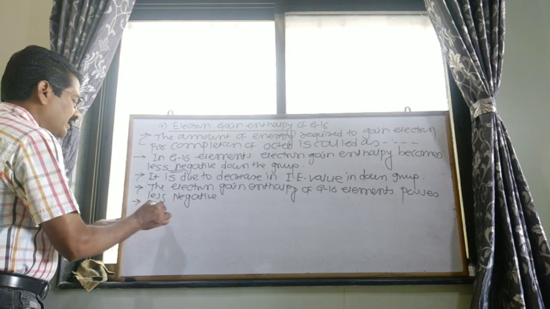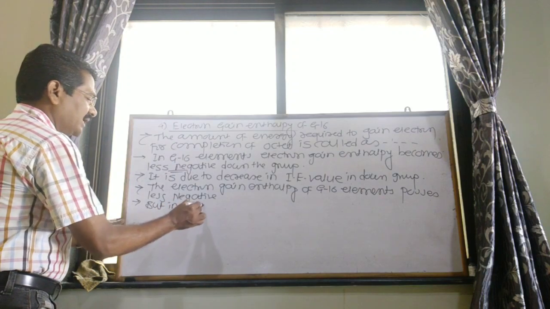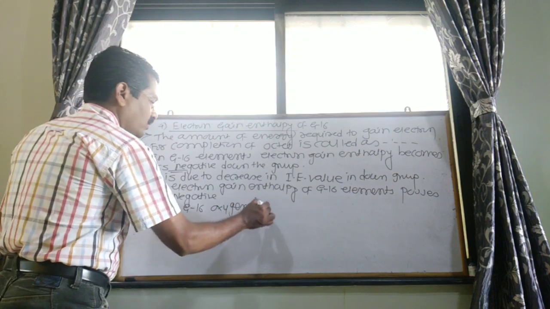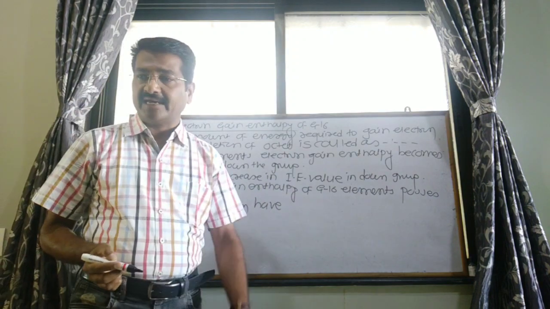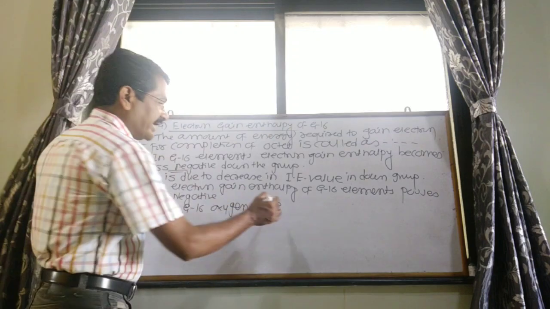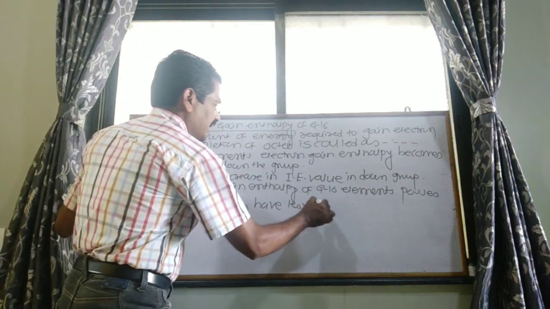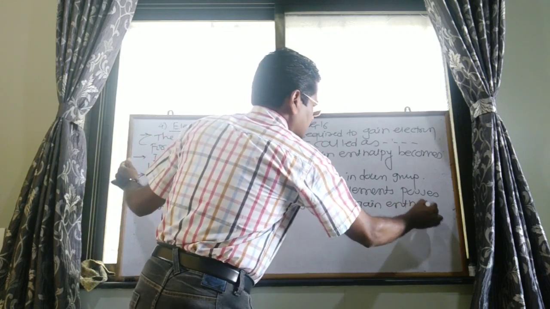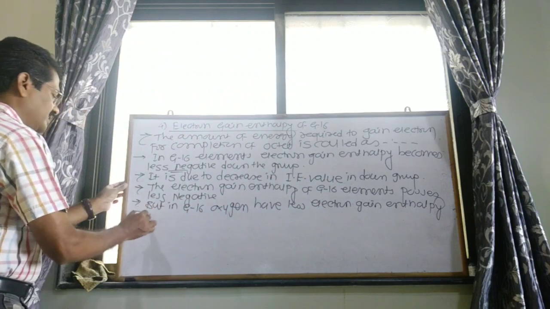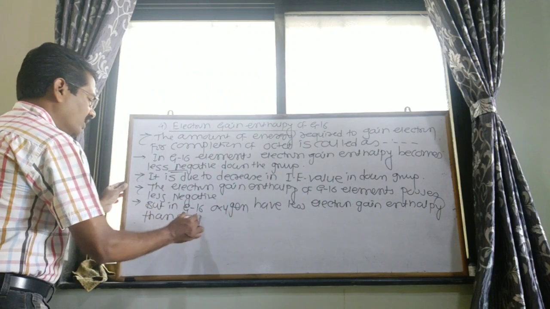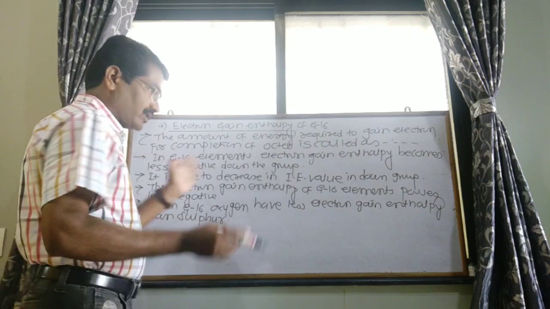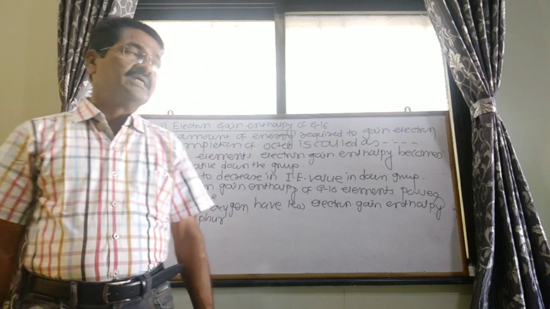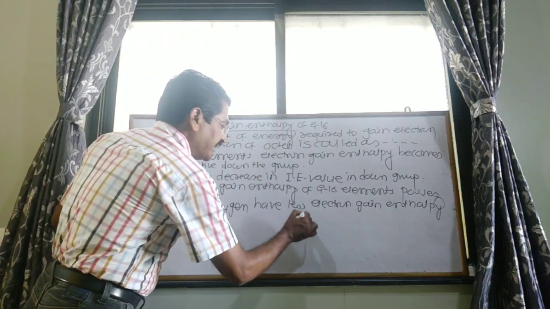but in Z16 oxygen has less electron gain enthalpy than sulfur. The electron gain enthalpy of oxygen is less negative than that of sulfur. So what is the actual trend?